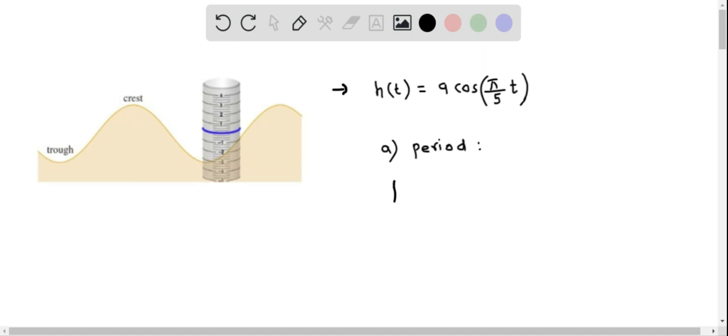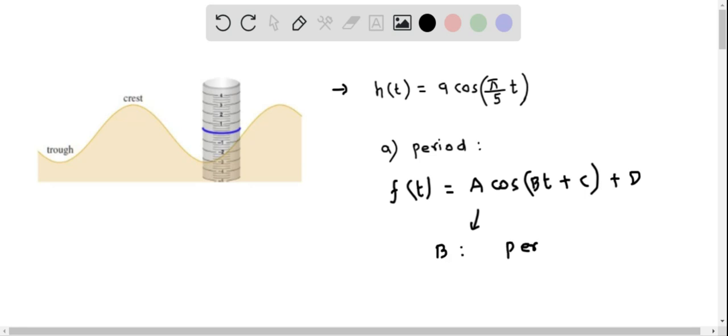That is, let's say that it is f of t, and this equals a times cosine of bt plus c, plus d. And in this generic cosine function, we say that b is a constant where we can determine the period by this formula, that is 2 pi over b gives the period.